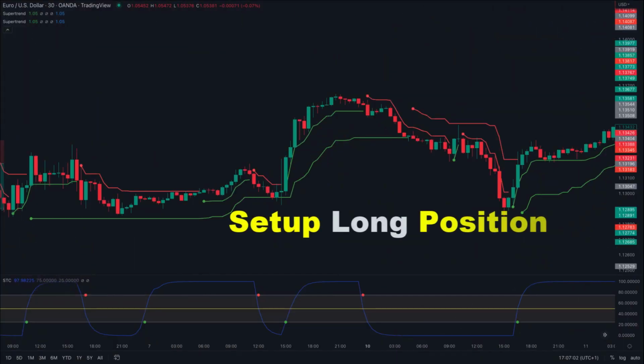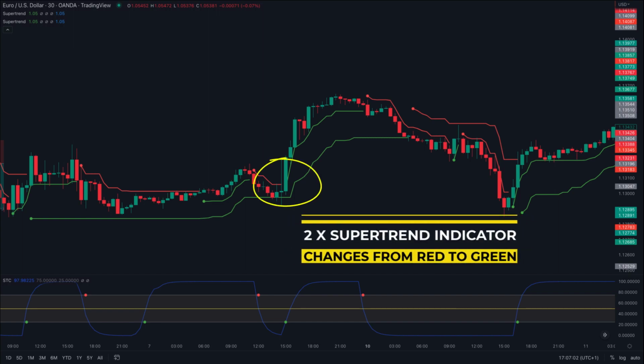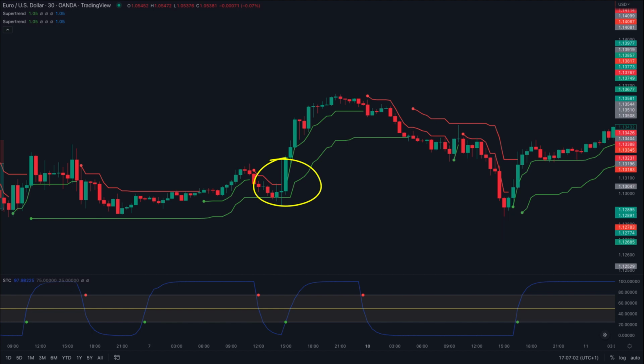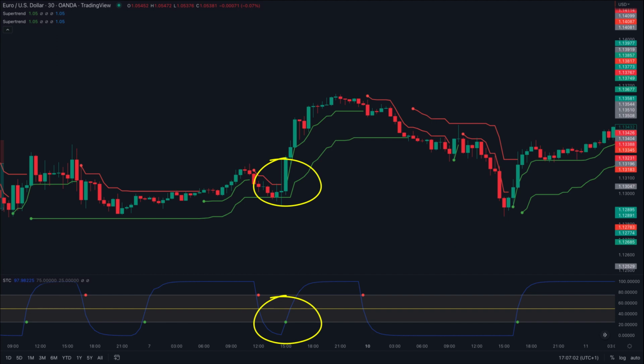These are the rules for a long position. First, wait for Supertrend changes from red to green. Now, both Supertrend indicators are green. Second, at the same time, we need a green dot on the STC indicator.